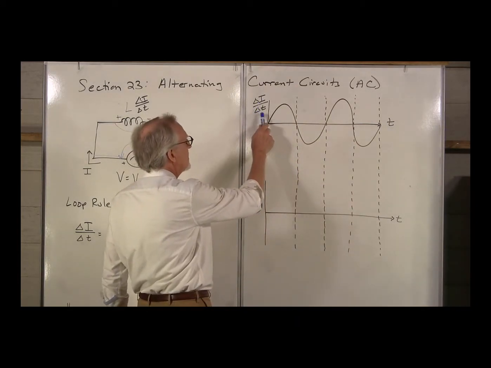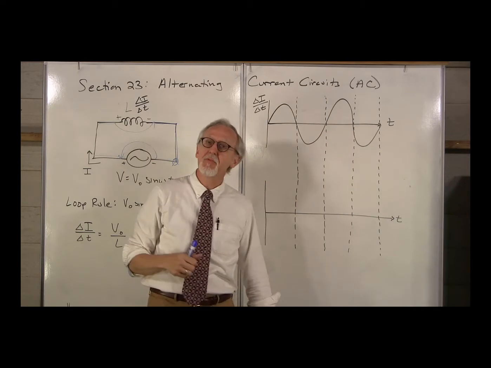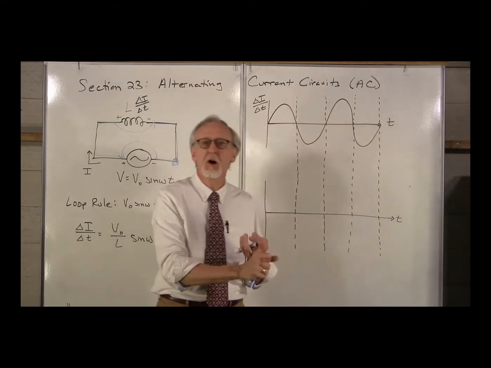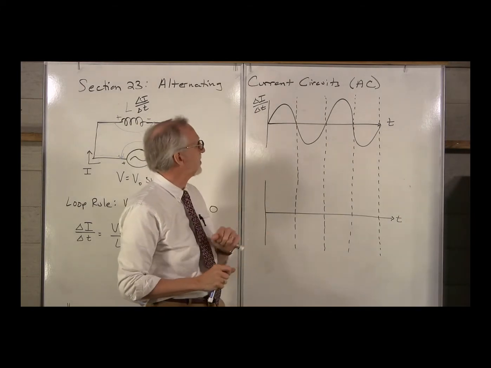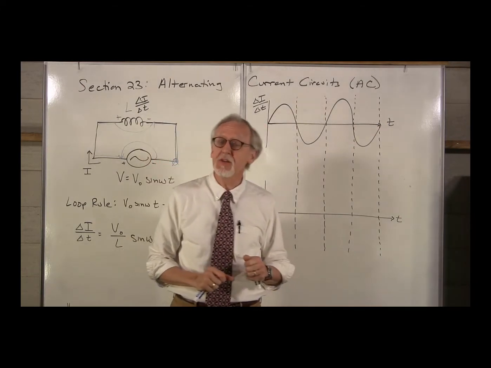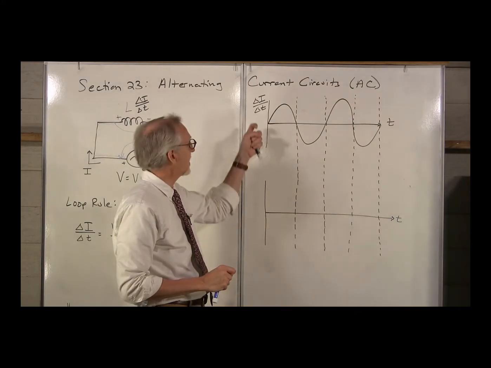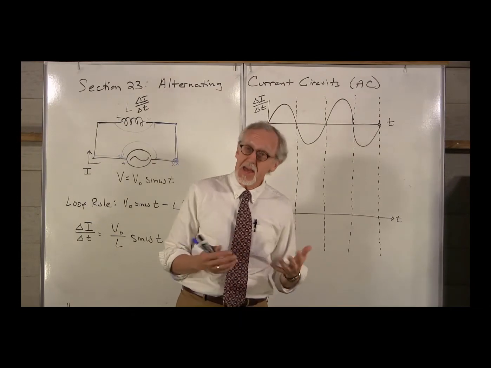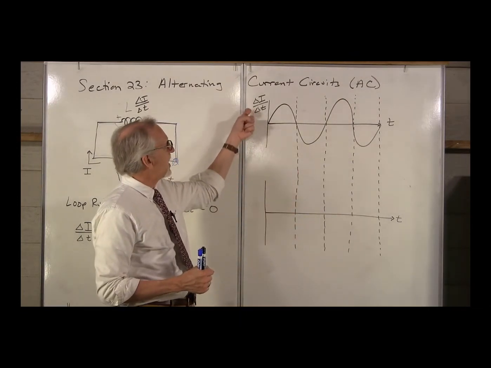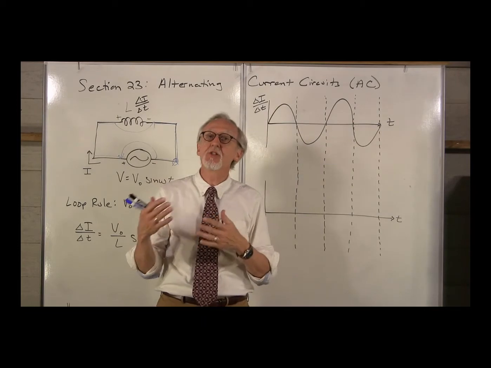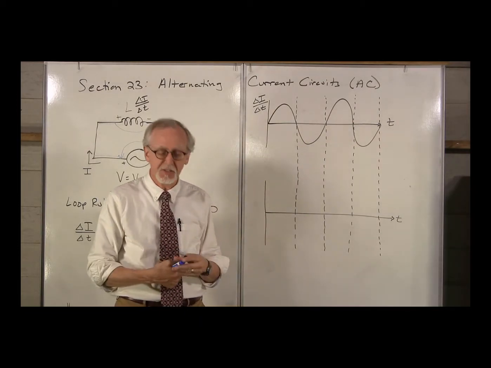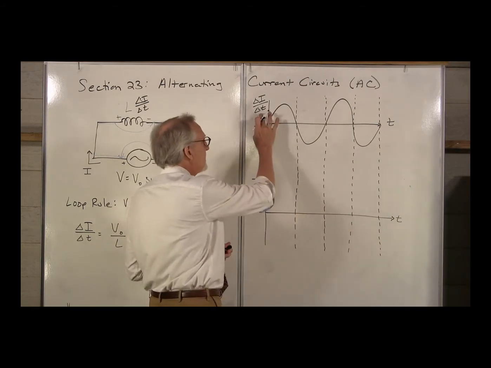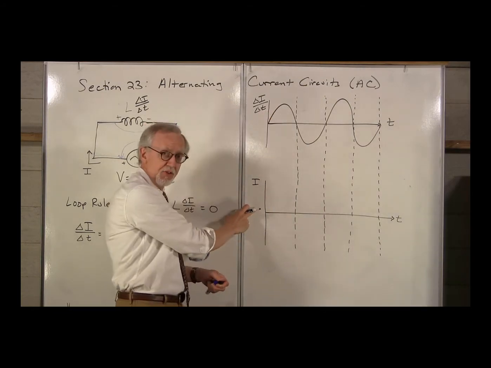So delta I over delta T looks just like the current in the resistor, the charge on the capacitor. Now this is the change in the current per time for the inductor, delta I over delta T. Let's see if we can figure out what the current looks like. Again, delta I over delta T would be the slope of the current versus T graph. So if we graph the current versus T, this is telling us the slope of this graph.